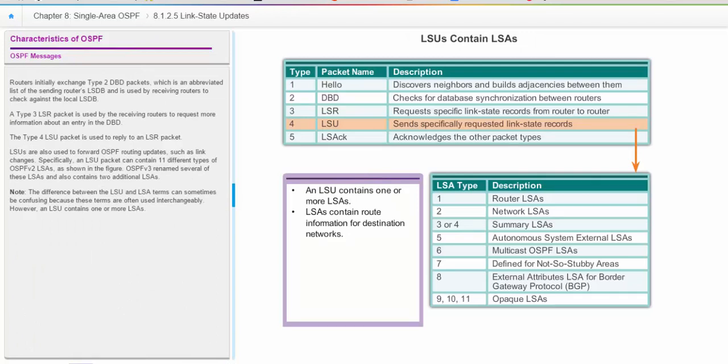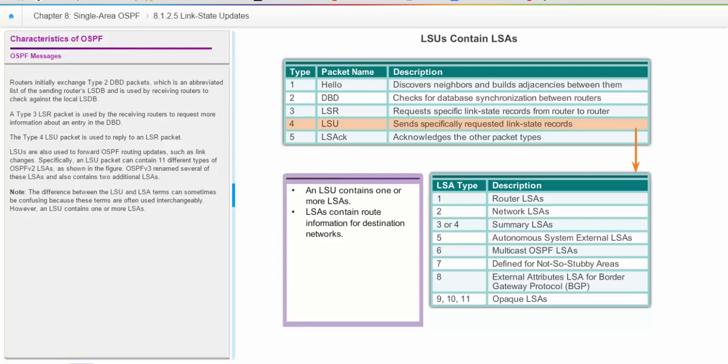Our next type is type 2. Routers initially exchange type 2 DBD packets, which is an abbreviated list of the sending router's LSDBs. The type 3 LSR packet is used for receiving routers to request more information. The type 4 LSU packet is used to reply to the LSR packets, and also used to forward OSPF routing updates such as link changes.